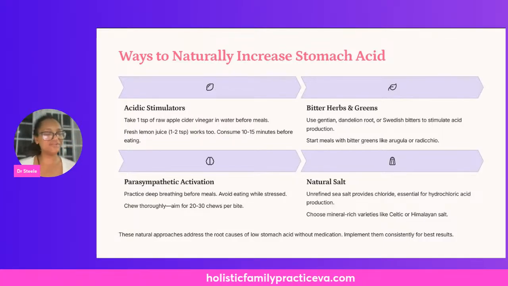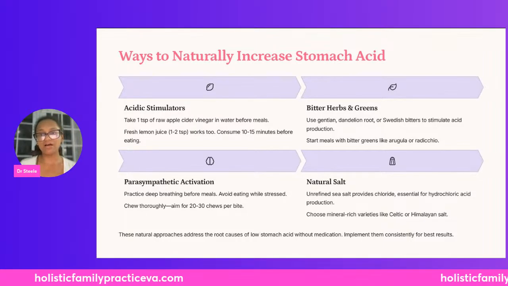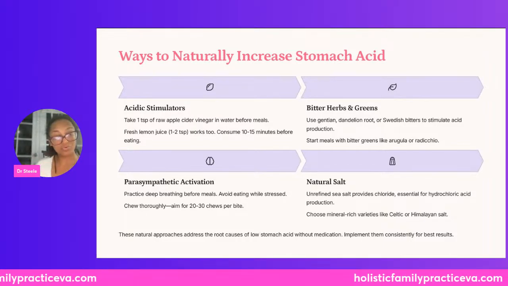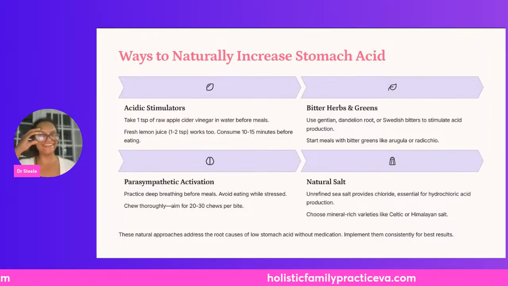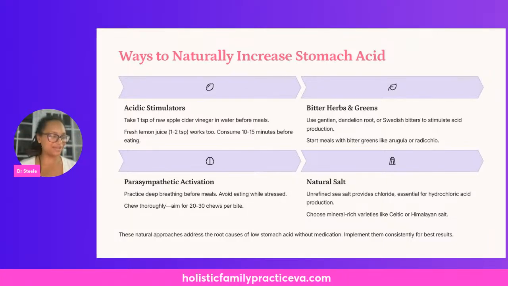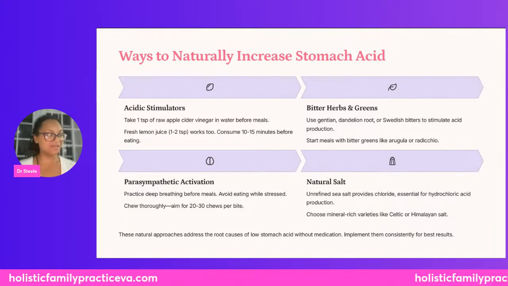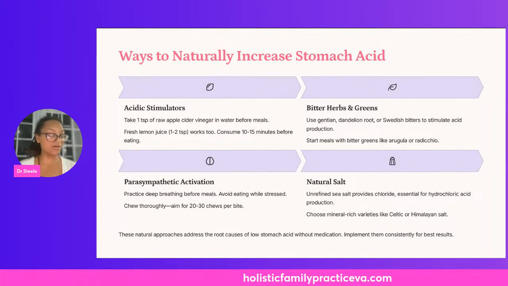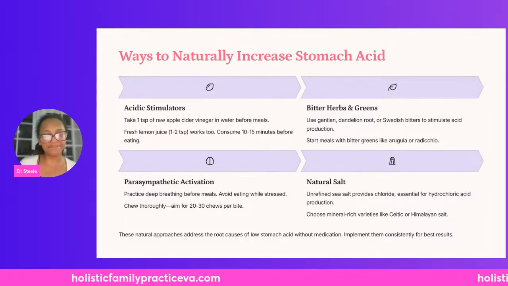So starting your meals with bitter greens like arugula or radicchio, I think is what it's called. So lots of your bitter greens, your kales, your collards, things like that. And remember, half your plate needs to be coming from these bitter greens. The alkalinity of these bitter greens should help with greater digestion.